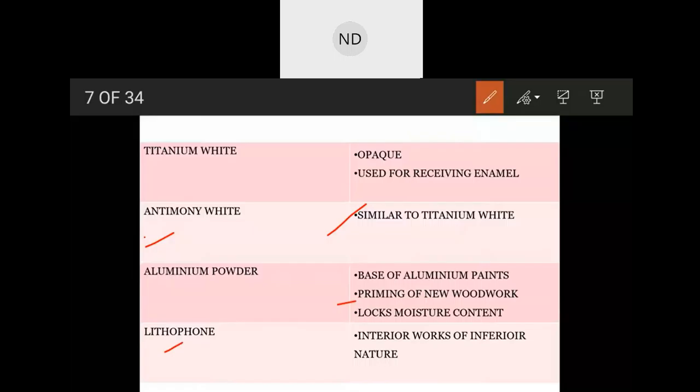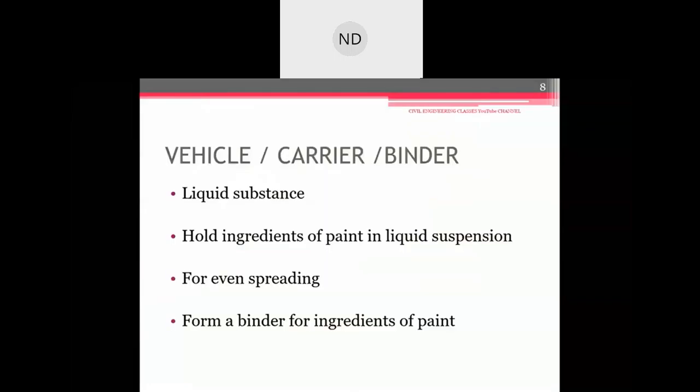Next one, and the last one, is lithopone. It is mainly used for interior works. It is actually a mixture of zinc sulfide and barytes. Its appearance is somewhat the same as the oxide of zinc. It is of an inferior quality, so it is used for interior work of inferior nature.